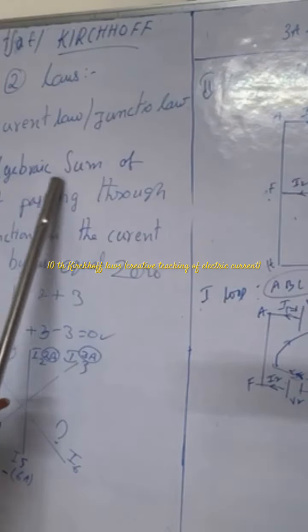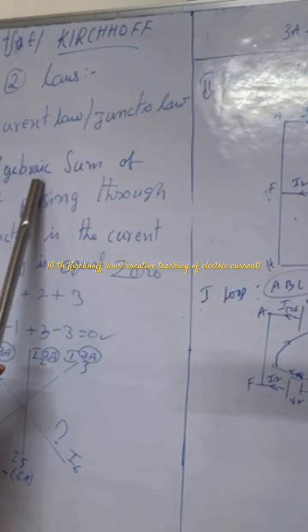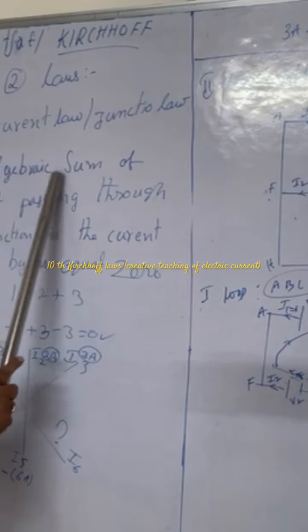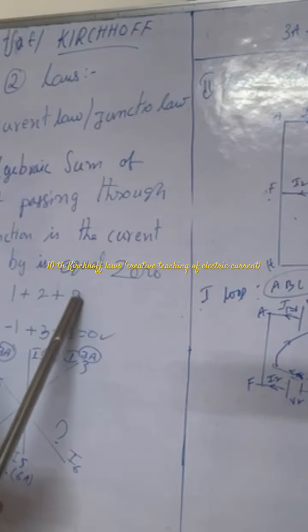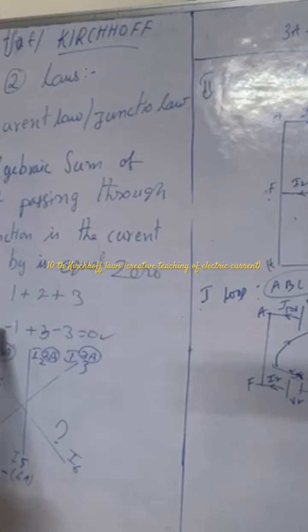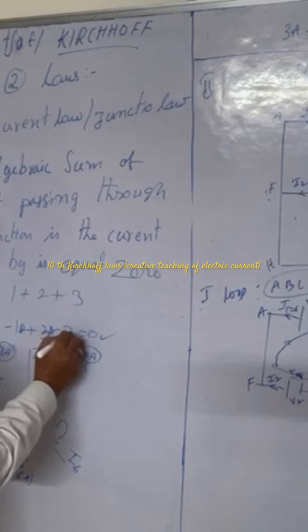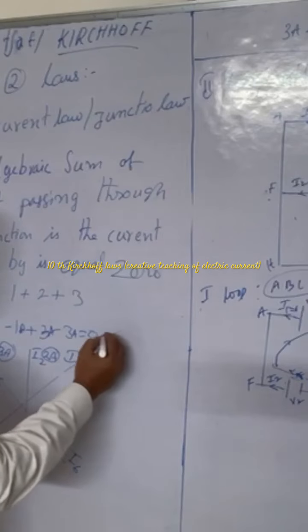Algebraic sum means the sum with plus and minus signs along with variables. Here our general sum is 1 plus 2 plus 3. Here the algebraic sum is minus 1 ampere, minus 1 ampere, minus 1 ampere and plus 1 ampere, and the variable is A. You will have to know this: these are the variables, and this is the algebraic sum compared to 0.